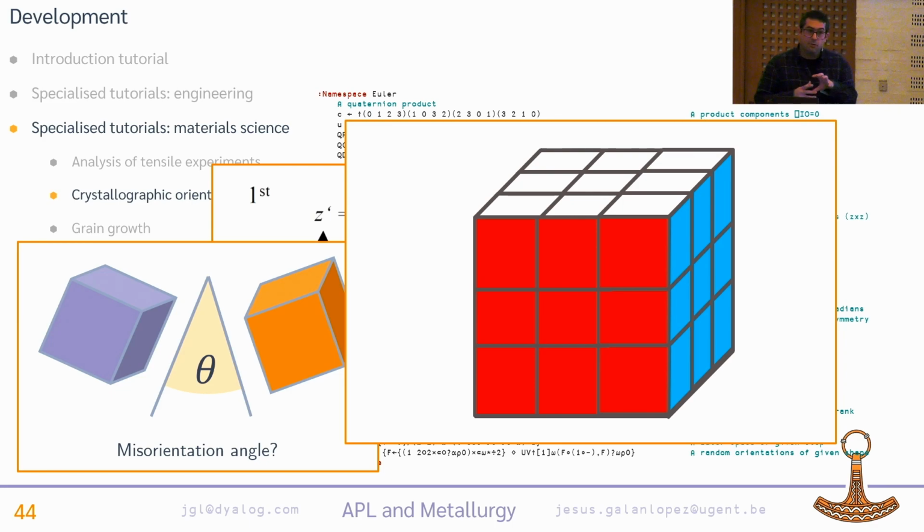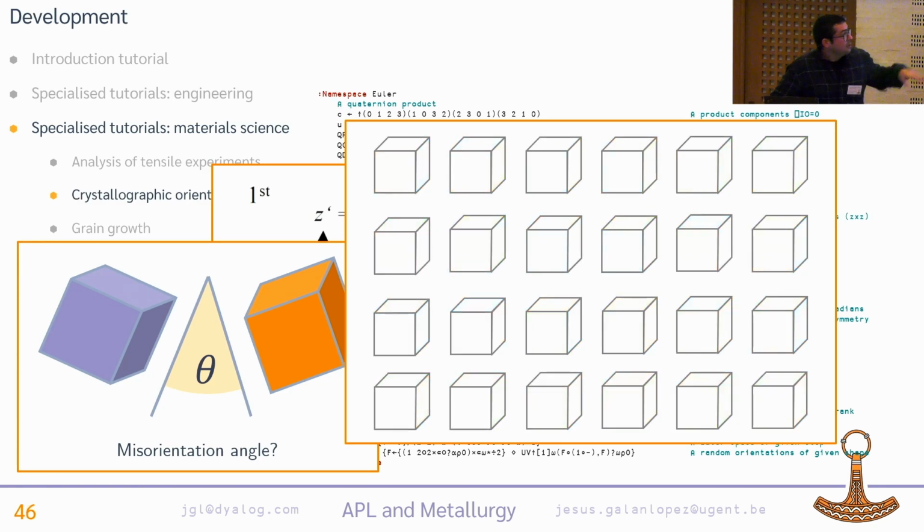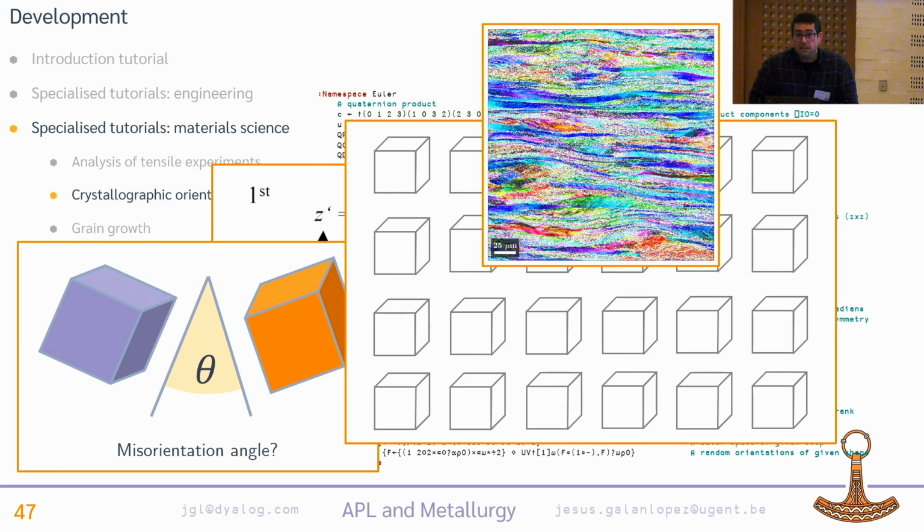I want you to think for a second about a Rubik's cube. If you have a Rubik's cube like that, you could apply to it different rotations. Here you apply 90 degree rotations, and you have 24 different ways in which to put the cube. But if you have what we call cubic symmetry, all these positions are the same. And then the problem is that to calculate the misorientations, you need to calculate 24 different misorientations and then choose the minimum one. We want to do this with experimental data.